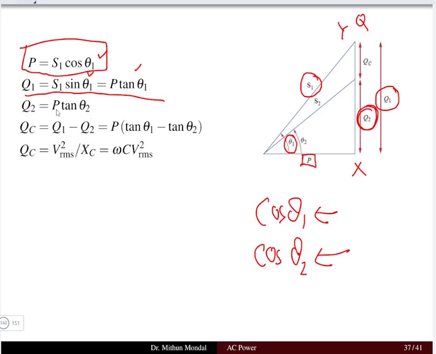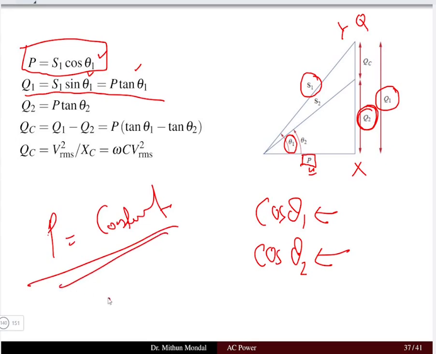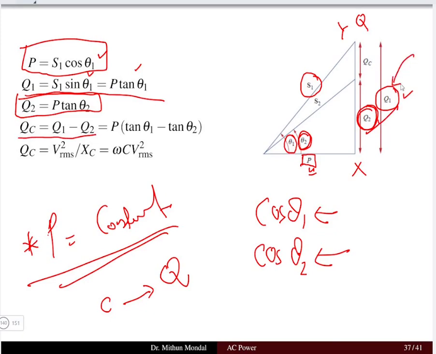Here the real power P is constant. It is not changing, because on introduction of the capacitor we can only modify Q. We are not touching the real power. So Q2 is equal to P tan theta 2, where theta 2 is the new power factor angle due to the presence of the capacitor. Due to the capacitor, we have QC equal to Q1 minus Q2. Q1 is the reactive power when there was no capacitor, and Q2 is the reactive power with the capacitor.